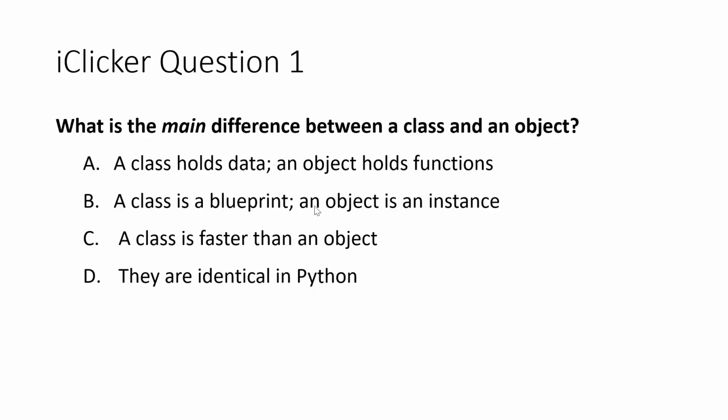This is the correct answer. An object is just an instance of the class, right? For example, Minion Kevin, Minion Otto, and so on. So the different minions with different characteristics.